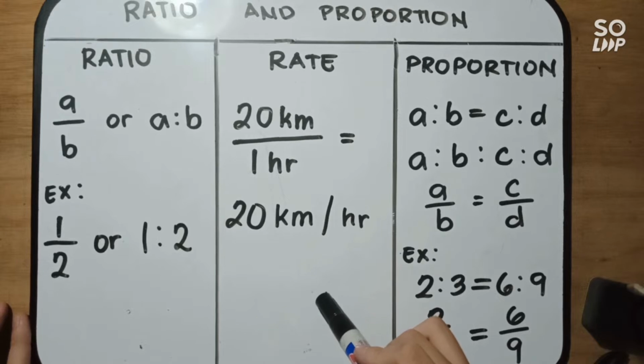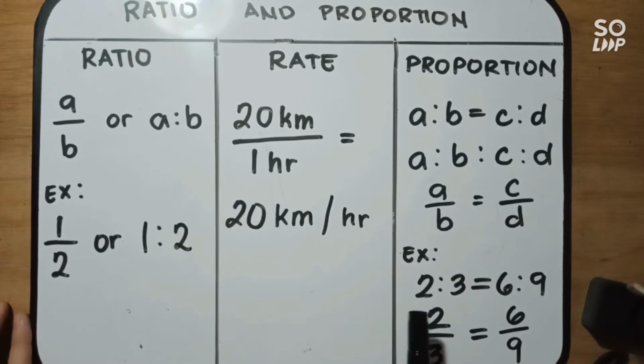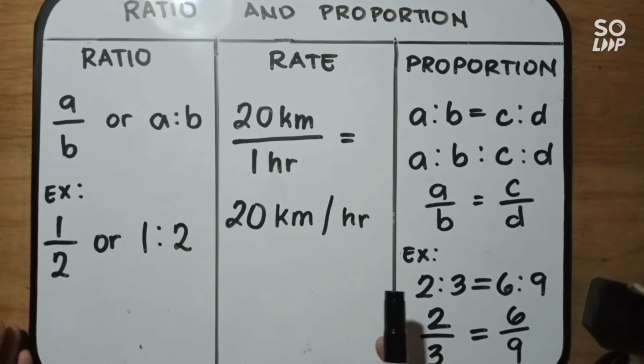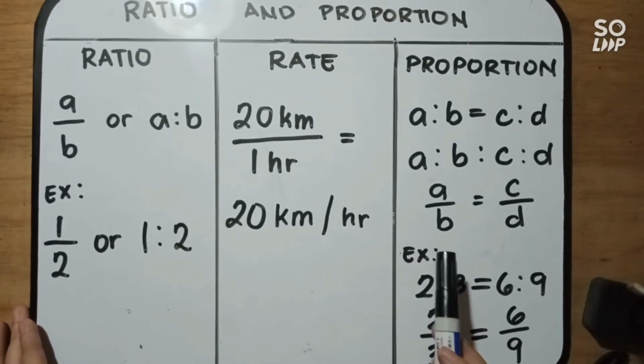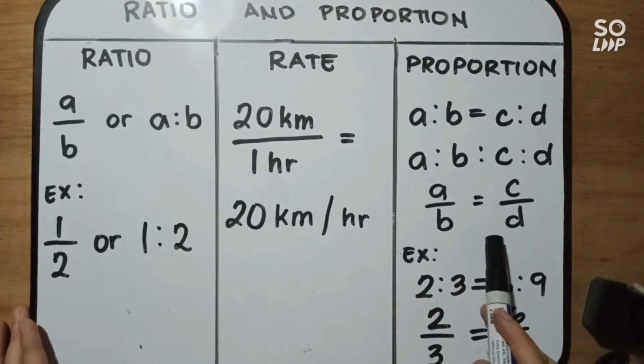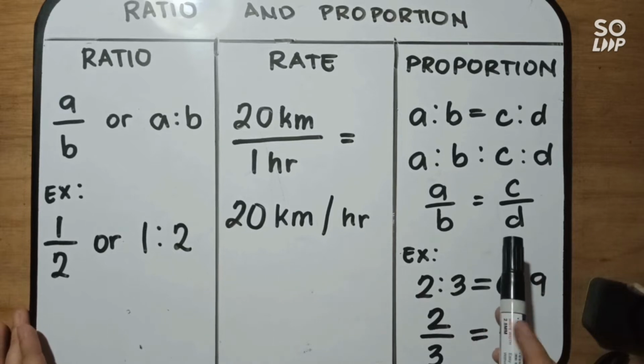Lastly is proportion. Proportion is the equality of two ratios. So it involves two ratios. Once we say equality, it means equal or congruent. So the two ratios in a proportion are proportional to each other.